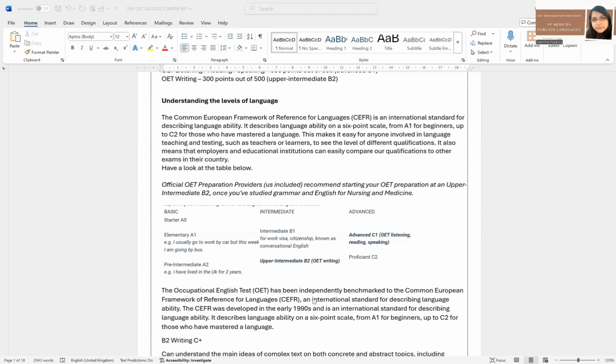It's not really that you might not have the level of language, but what we want for the exam is very correct, very academic language, which means you need to have very good grammar and a well developed vocabulary. So let's understand a bit the levels of language.